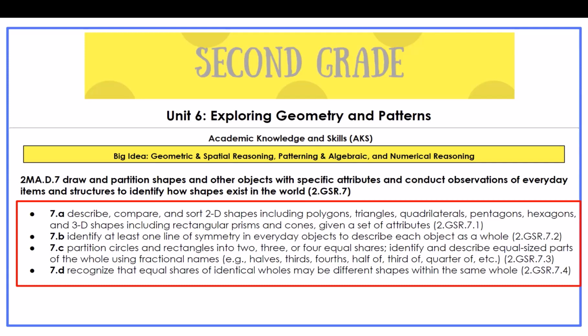Through IOA 7D, students will recognize that equal shares of identical wholes may be different shapes within the same whole. Manipulatives, such as fraction squares, will be particularly important to getting this understanding across to students.